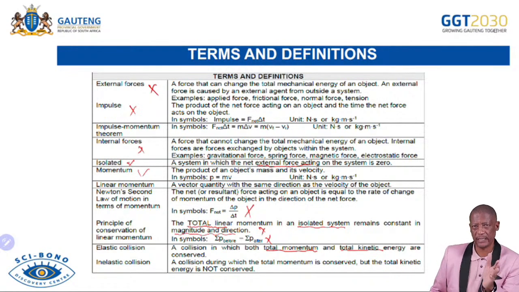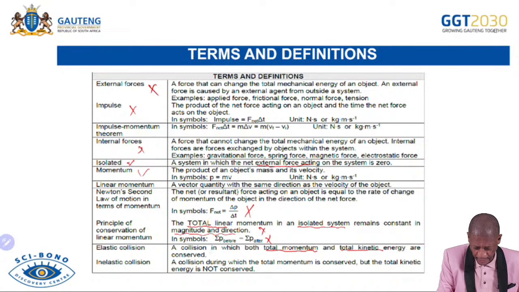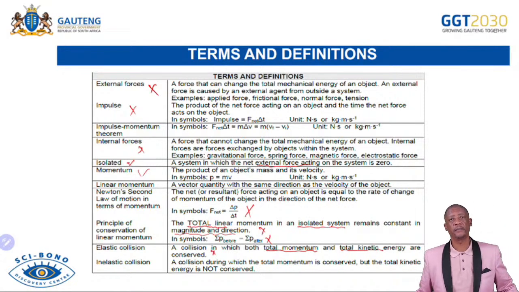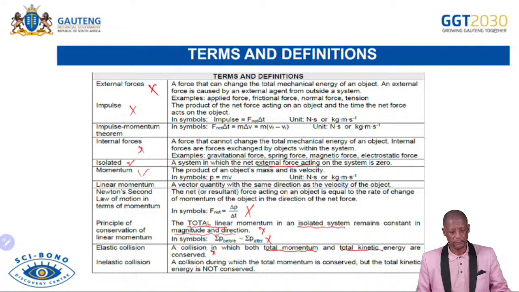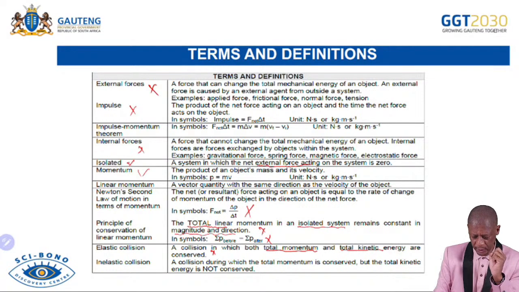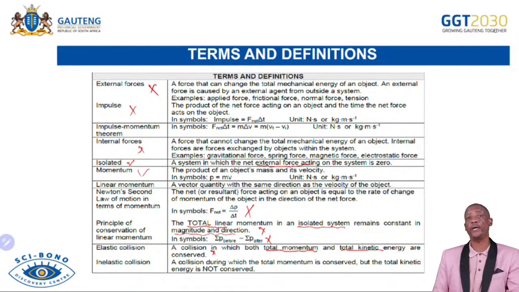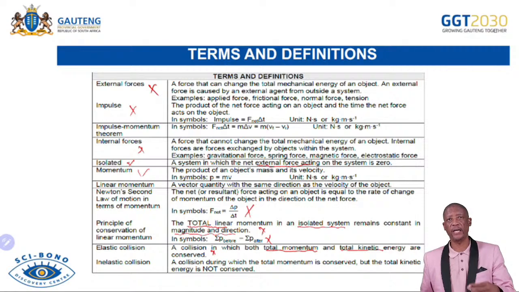This is very important, learners. This is what you should know, because they may ask you to define elastic collision. In elastic collisions, there are two things that are conserved: the total momentum and the total kinetic energy. Both are conserved.